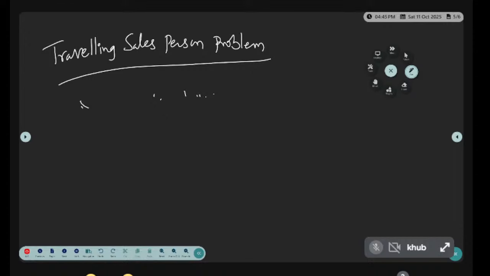Let capital G equals V comma E be a directed graph with the edge cost Cij.